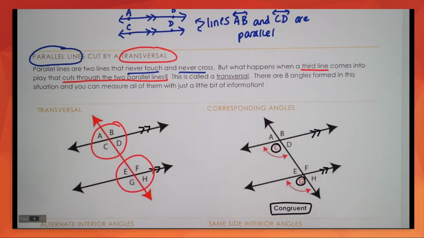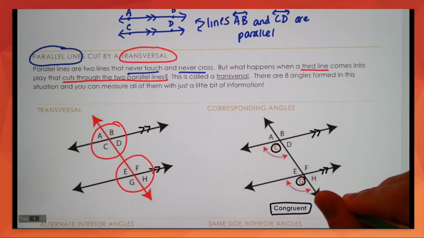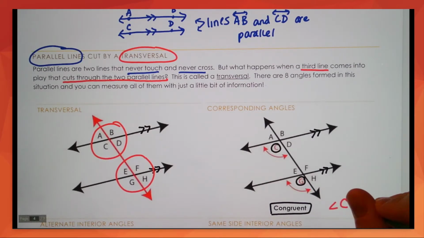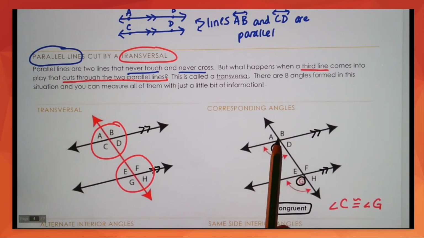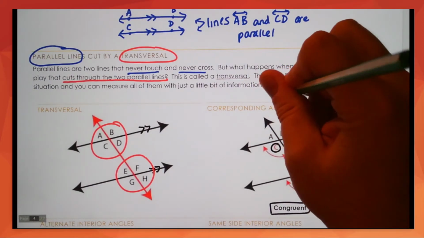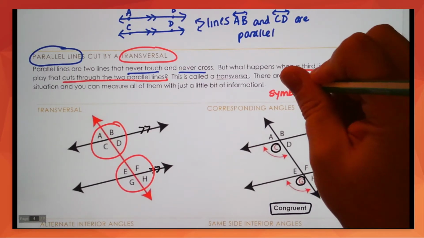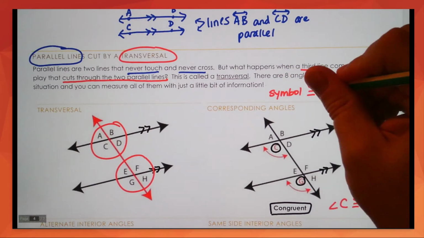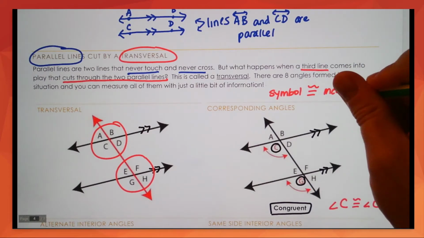Because all of that is true, that means angle C is congruent with angle G. And you can say this about A and E, B and F, and D and H. I'm just going by which ones are already in red on the diagram here, but all of this is true for all four pairs, okay? This corresponding pair of C and G are congruent. This symbol, where there's an equals sign and a squiggly on top, means congruent.